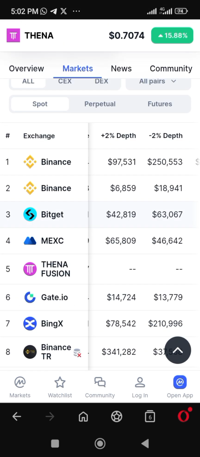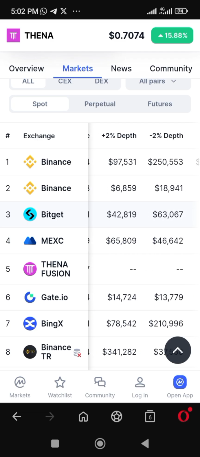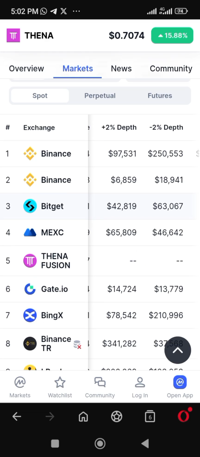Once you click on the market, you can see the available exchanges that listed this coin. So we are interested in Binance. What we are looking at here is these two things, plus 2% depth and minus 2% depth. I'm going to explain what the minus 2% depth and the plus 2% depth are. First of all, let me go with minus 2% depth.